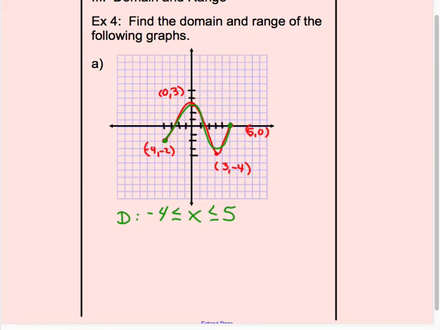The range is the y values. So it's a little bit more challenging to look. You can't draw the smooth curve and figure out the y values. So you find the lowest y value on the graph. So in this case, that is -4. And then the highest y value on the graph is about 2.5. So we're going to estimate that one. So y goes from -4 to 2.5 is the range of this function.